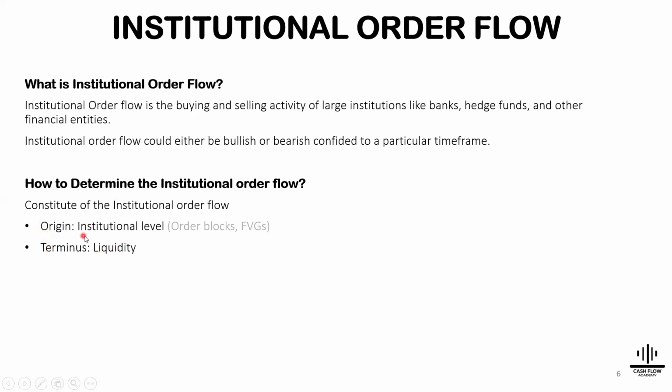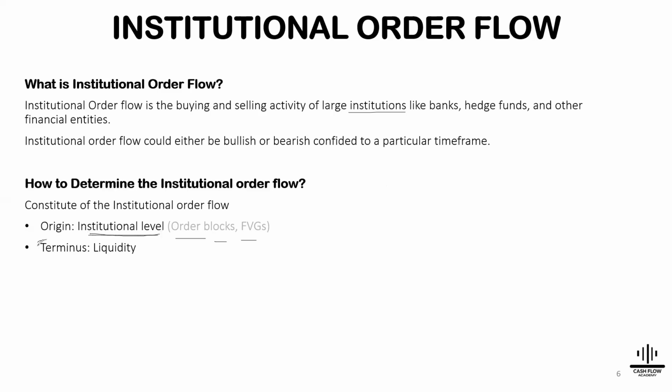Now, what does an origin constitute? An origin is the institutional level where we have the order blocks, the breakout blocks, and then the fair value gaps. Now, you want to be seeing this in a higher time frame. Your institutional level should be identified in a higher time frame because huge institutions don't work with small time frames. They work with huge time frames like the daily, weekly, and monthly. So you don't want to be looking for 1 minute order blocks, 5 minute fair value gaps, or 5 minute breaker blocks. You want to be using daily, weekly, and monthly order blocks as an origin, which will serve as your institutional level.